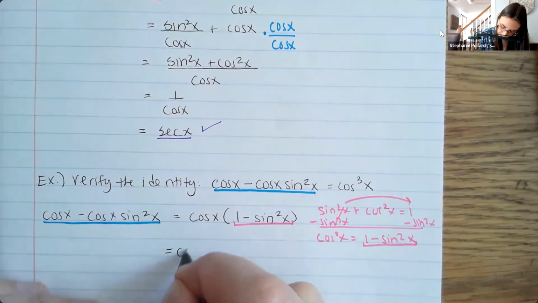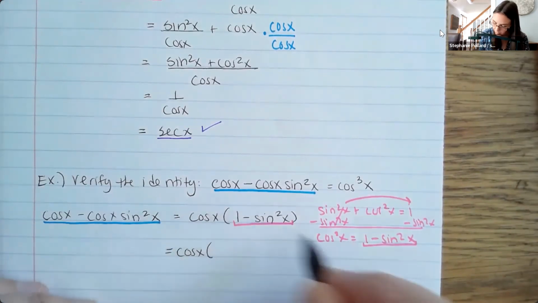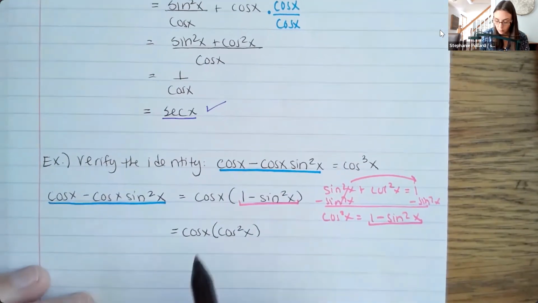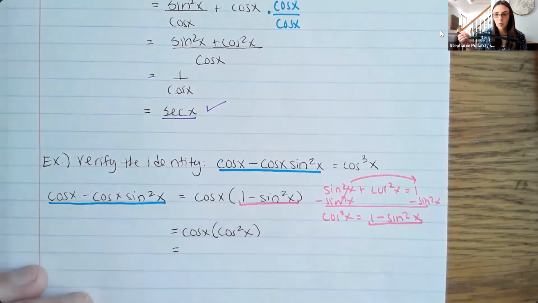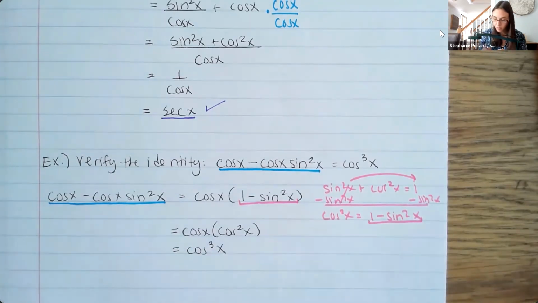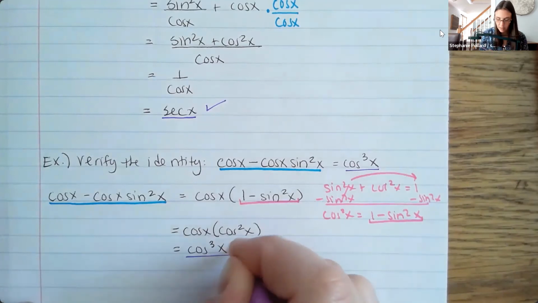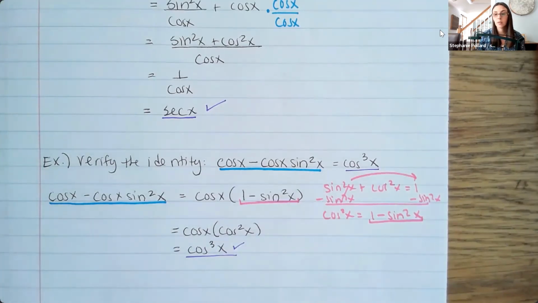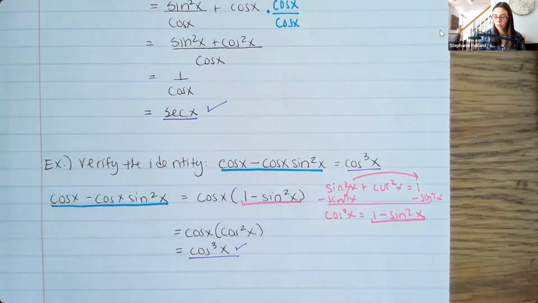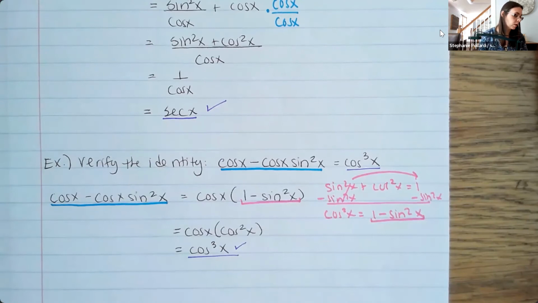This becomes cosine of x. This one stays the same. And then this becomes cosine squared x. Well, cosine times cosine squared, think of it, x times x squared would be x cubed, right? So this is cosine cubed x, and that's what we were trying to get to. So we are done. A technique I used here was factoring, because I couldn't really think of any other way to make this helpful, but I noticed they both had a cosine x in them, so I factored that out. And then I was able to manipulate one of the Pythagorean identities in order to make a substitution. And that got me what I was looking for.